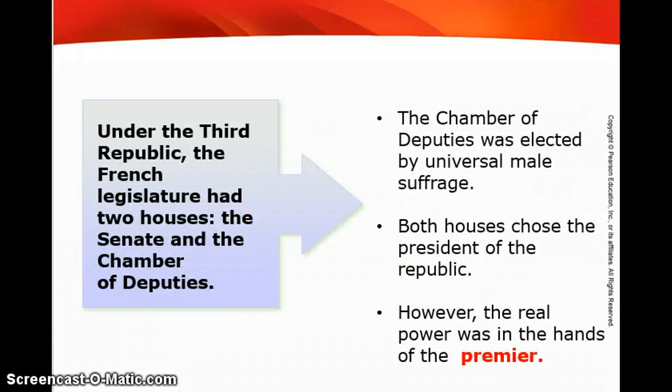Under the Third Republic, the French legislature had two houses, the Senate and the Chamber of Deputies. The Chamber of Deputies was elected by universal male suffrage. Both houses will choose the president. However, the president is more of a figurehead. The real power is in the hands of the premier. Now it gets complicated.